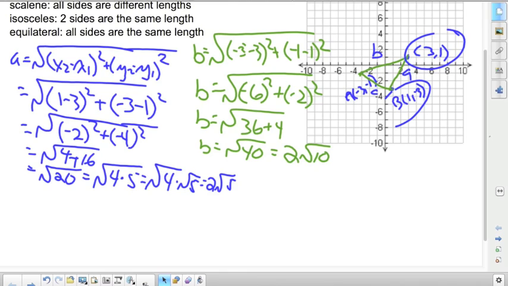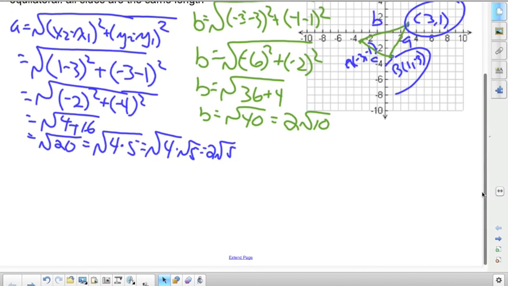Can we immediately classify the triangle? Well, we can only rule out one thing. It's not an equilateral, right? So we still need that third side to say it's either scalene or isosceles. So we'll do C.